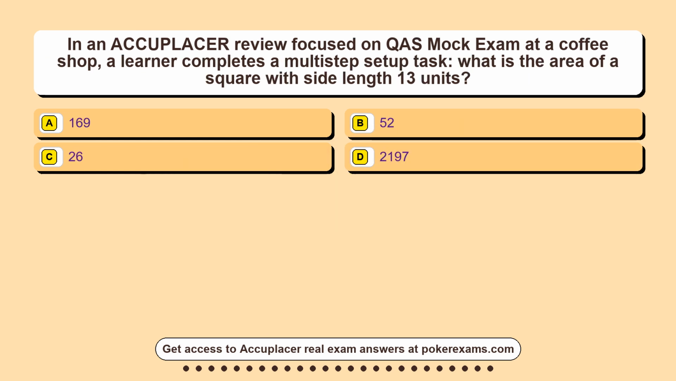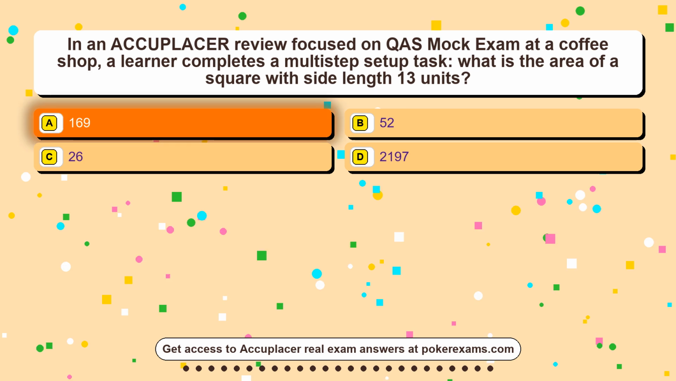Question 18. In an ACCUPLACER review focused on QAS mock exam at a coffee shop, a learner completes a multi-step setup task. What is the area of a square with side length 13 units? Option A, 169. Option B, 52. Option C, 26. Option D, 2197. The correct answer is option A, 169.